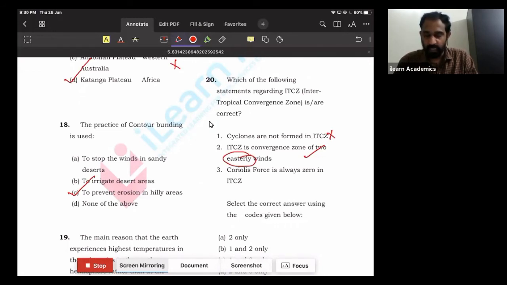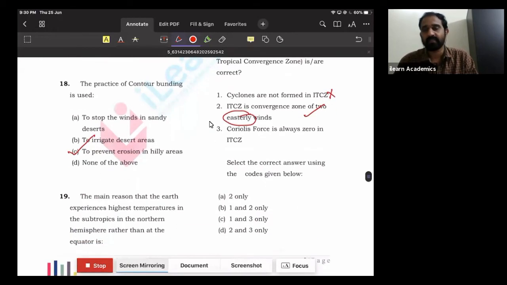Let us look at statement 3. Statement 3 says Coriolis force is always 0 in the ITCZ. Is it true? If ITCZ is always located near the equator, then we can say this is true. But we know that ITCZ will move towards the north as well as the south according to the seasons. And if it moves away from the equator, the Coriolis force will come into the picture. So this is a wrong statement. So 1 and 3 are wrong. We can eliminate all options having 1 or 3. So the answer is A, 2. Okay.